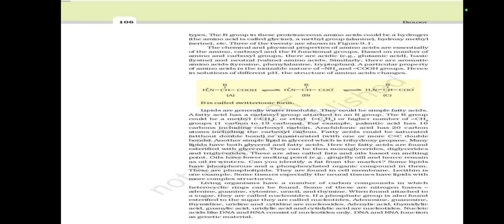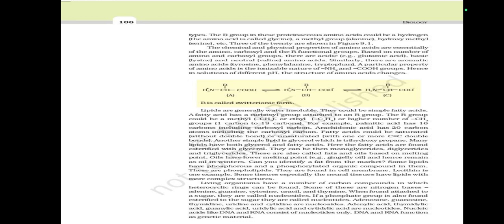Lipids are generally water insoluble. There could be simple fatty acids. A fatty acid has a carboxyl group attached to an R group. The R group could be methyl or ethyl, or a higher number of CH2 groups, from one carbon to 19 carbons. For example, palmitic acid has 16 carbons, including the carboxyl carbon.